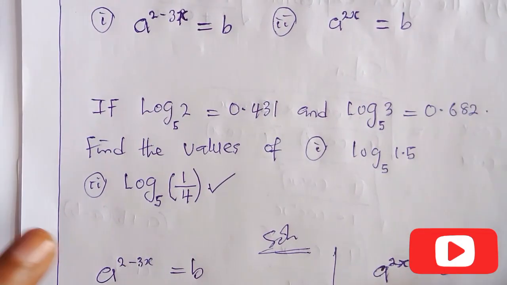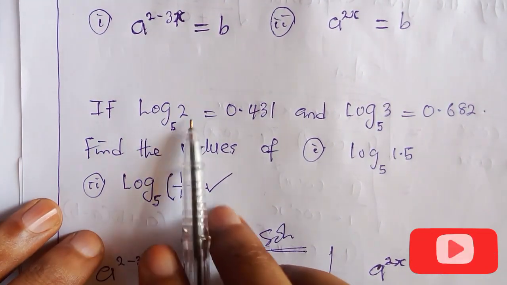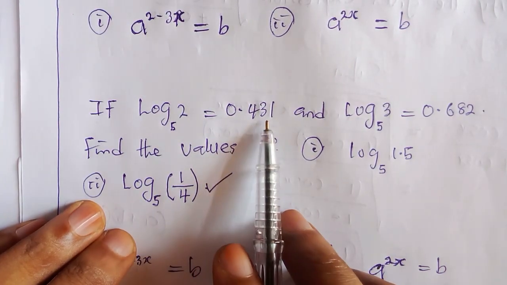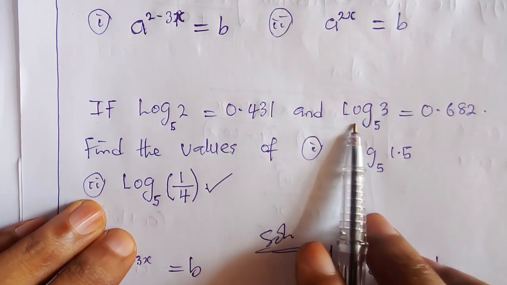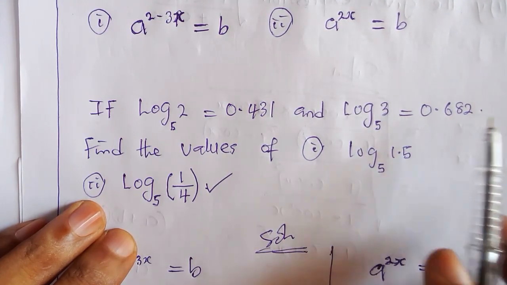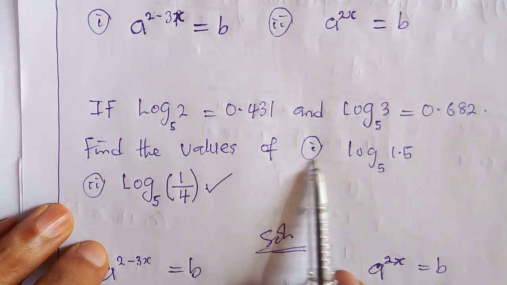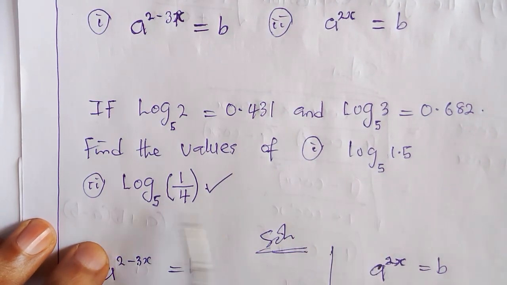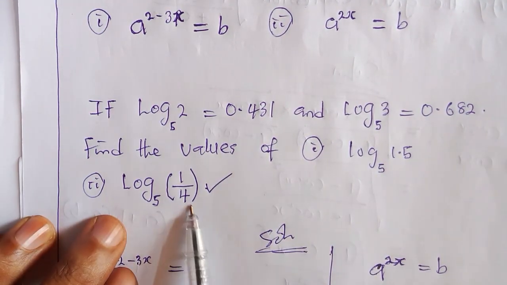That is that. Now let's solve the other question, which says if log 2 base 5 is equal to 0.431 and log 3 base 5 is equal to 0.682, find the values of number 1, log 1.5 base 5, and number 2, log 1 over 4 base 5.